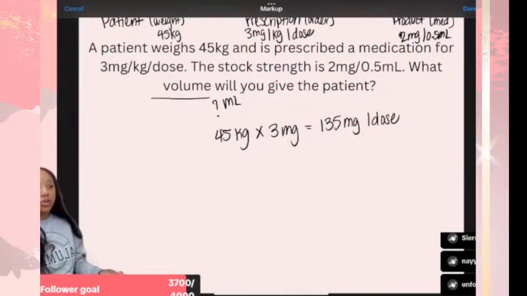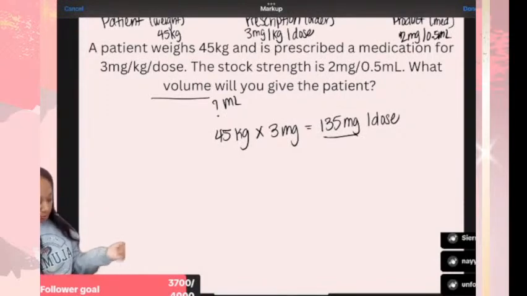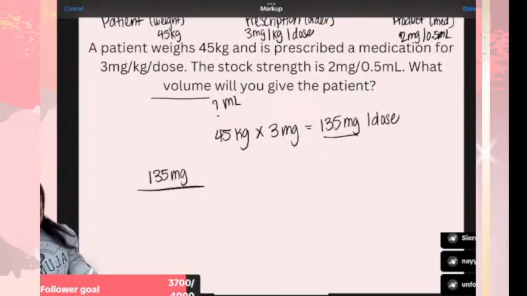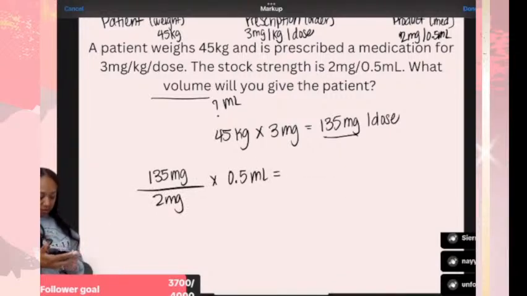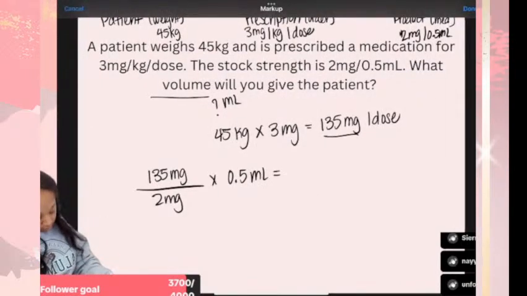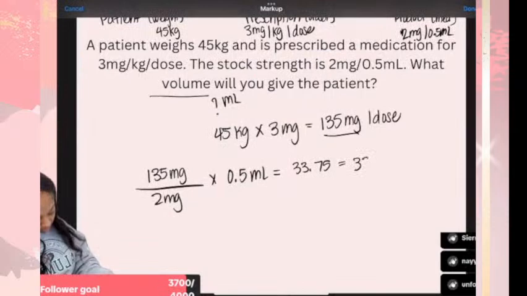So now you can go to your dimensional analysis, desired over have, and put this number as your desired and use what you have. So 135 milligrams over 2 milligrams per 0.5 mLs. So 135 times 0.5 divided by 2, and it's going to still give you 33.75, 33.8 milliliters.